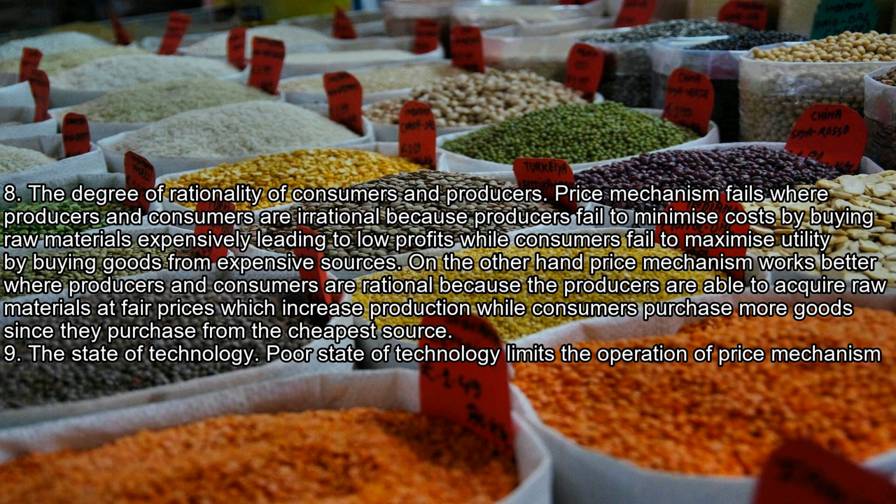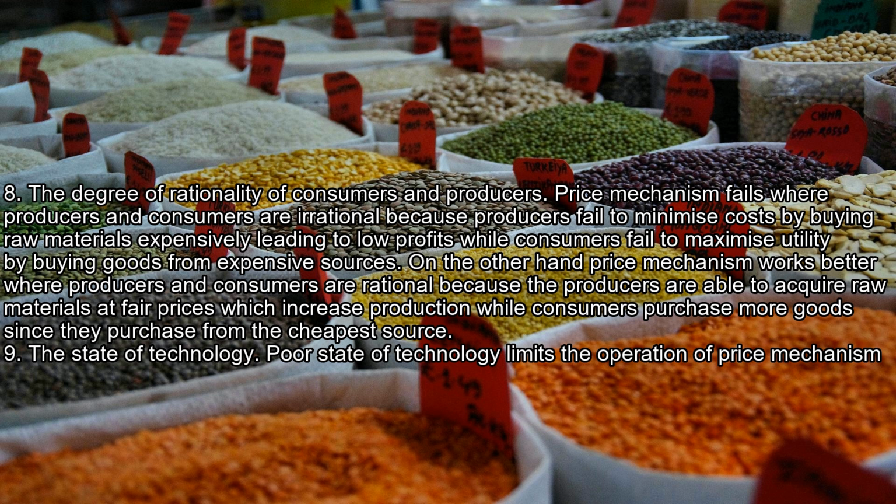Price mechanism fails where producers and consumers are irrational because producers fail to minimize costs by buying raw materials expensively, leading to low profits, while consumers fail to maximize utility by buying goods from expensive sources. On the other hand, price mechanism works better where producers and consumers are rational because the producers are able to acquire raw materials at fair prices, which increases production, while consumers purchase more goods since they purchase from the cheapest source. 9. The state of technology.